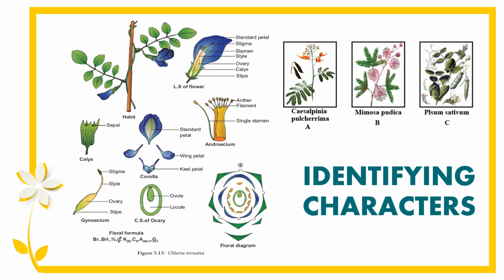They are either actinomorphic or zygomorphic. They are hypogynous and cyclic pentamerous. The fruits are legumes or pods. These are some key characters for identifying the family Fabaceae. Using these characters, you can easily identify the family Fabaceae.